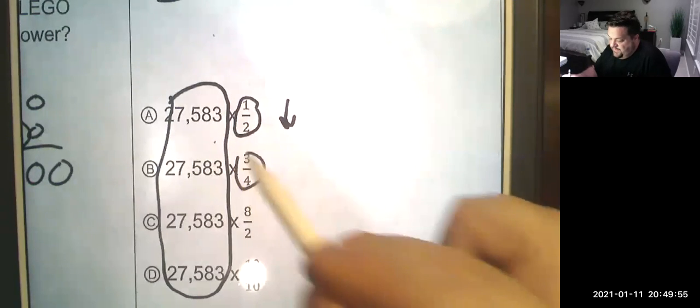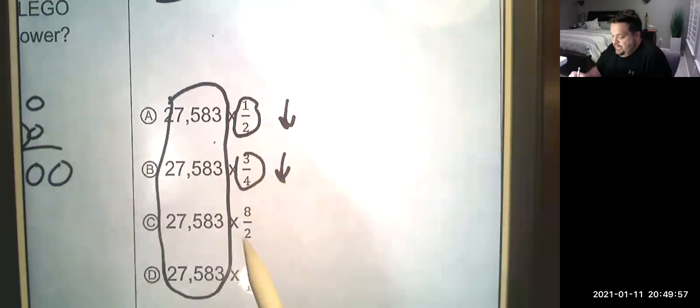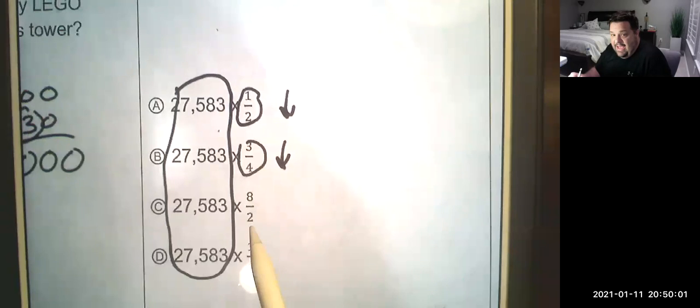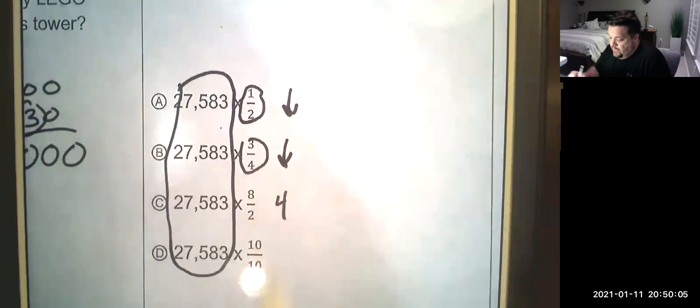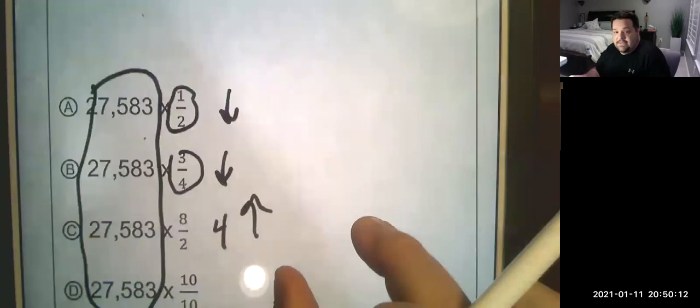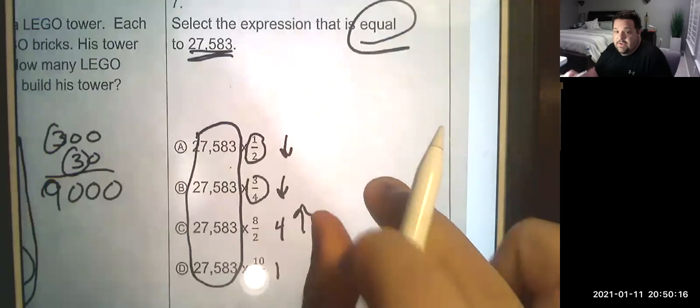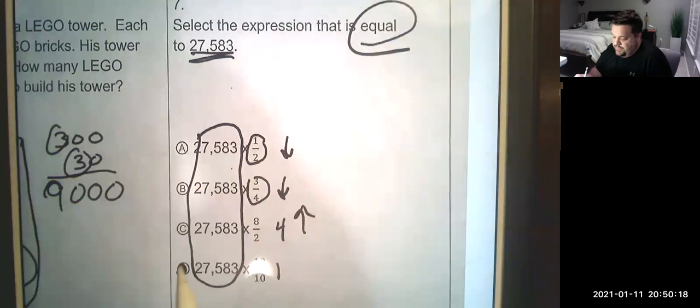Well, this is a fraction. It's going to make it get smaller. Now this, don't let this confuse you, because 8/2, that's not actually a fraction. Well, it's in a fraction form, but if you reduce it out, you get a 4. And if you multiply 4 by that, that's going to get way bigger, right? Here's the trick. 10/10 equals 1. Any number multiplied by itself will equal itself. So your answer should be D.